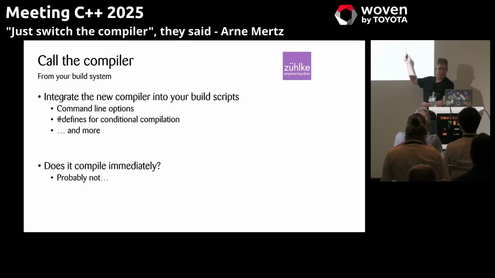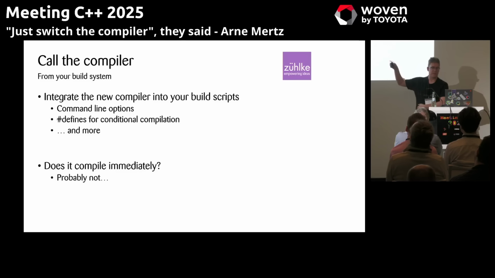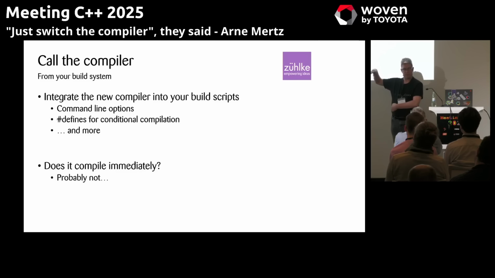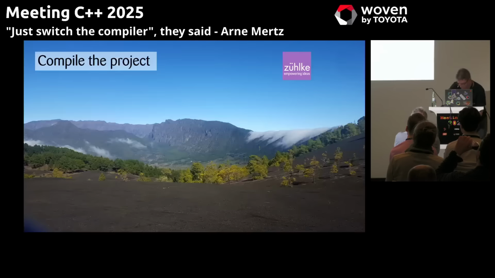You have to add your defines for conditional compilation to your compiler calls, so your CMake tells you, is this my project GCC or is this my project Clang or whatever. Warning flags, whatever is compiler specific, you have to adapt those in your build scripts, which will also take some time. And then you hit compile. Does it compile? Most likely. Whoops, most likely not.